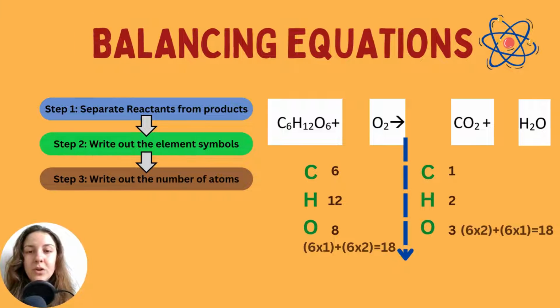Next, what you want to do is write out the number of atoms for each of those elements. So in this case, so far, we have 6 carbons on the left-hand side, but 1 carbon on the right-hand side. And I've done the same for each of the other elements as well. And you can see that there.